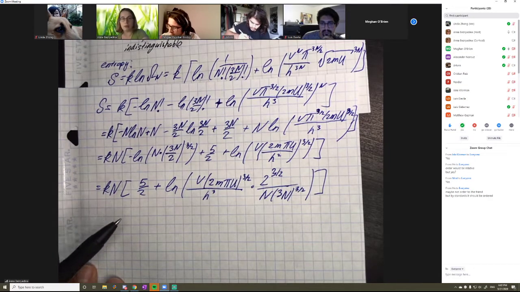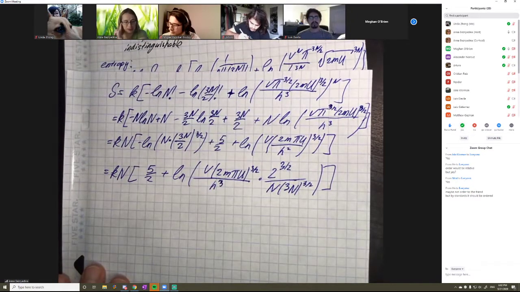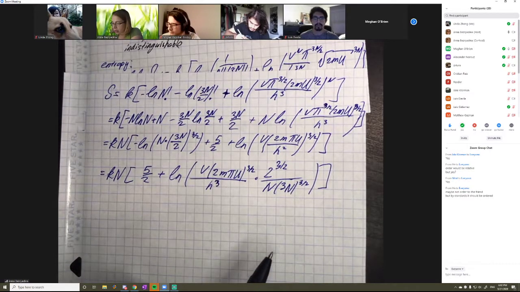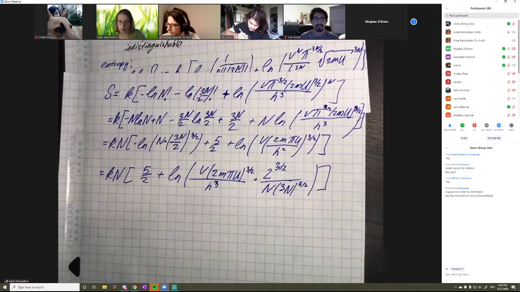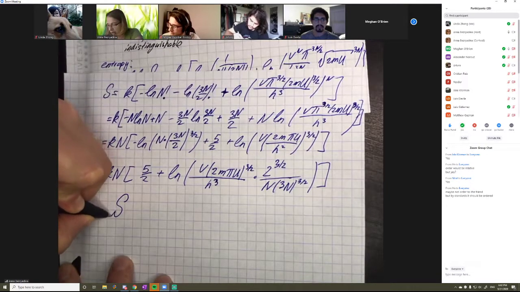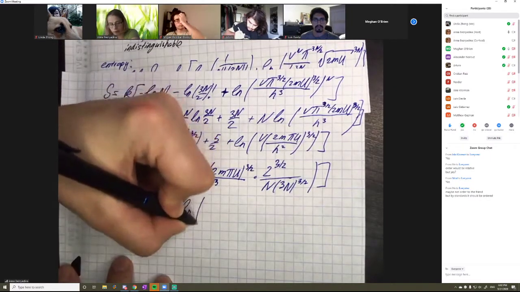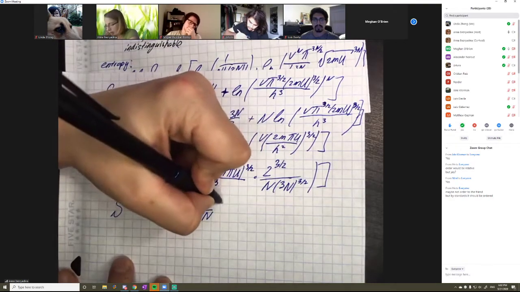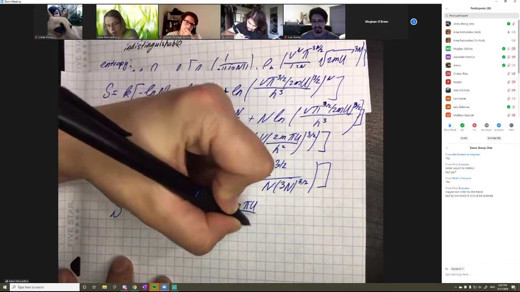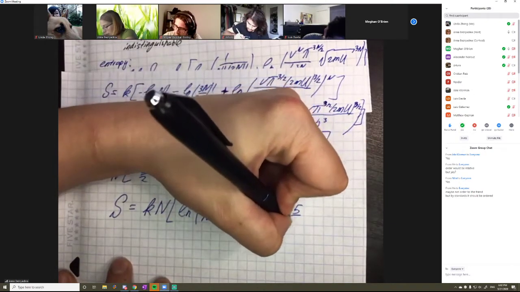Is that h cubed under that first one? It's h cubed, yes. Thank you. Let me rewrite it, sort of combined together. You can see here 2 and 2, so we can combine them, and here's a cube. So we can write a very nice formula for entropy, and it will look like Kn logarithm of V over n, and here 4m pi u over 3h square n in the power 3 half, plus 5/2.